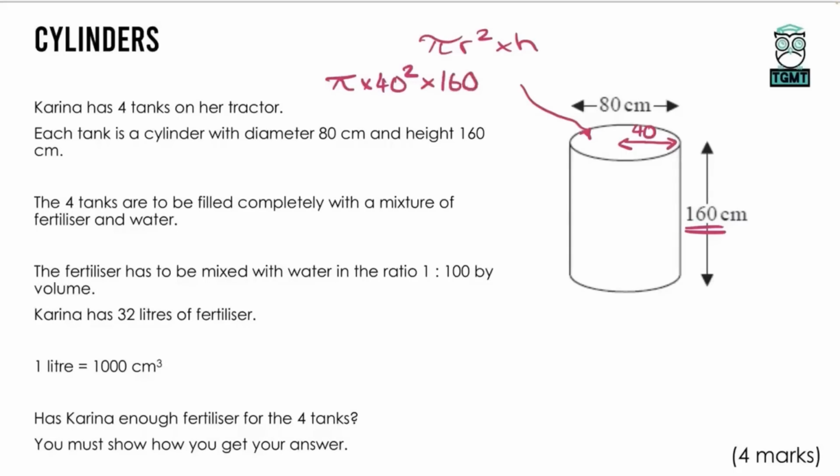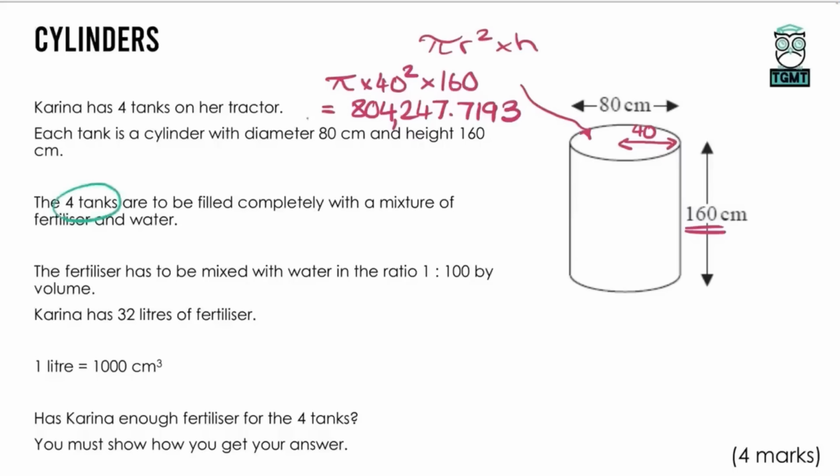And let's just write that down then. So pi times 40 squared times 160, and that gives us a very large volume here, but we get 804,247.7193. And there we go, that is the volume of one tank, 804,247.7193 centimetres cubed.